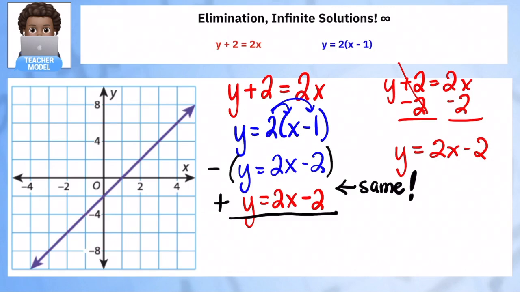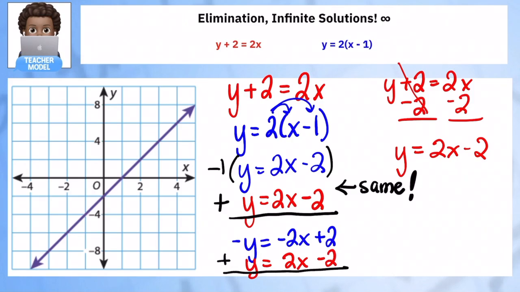All right. Let's say we multiply this one by negative 1. Now what do I have as my equations? Now I have negative y is equal to negative 2x plus 2. And I have y is equal to 2x minus 2. And when you add all of these up, what are you going to get? 0 is equal to 0 plus 0. So I end up with 0 equals 0, which is just like a reflection of itself. So this is my clue that this is infinite.